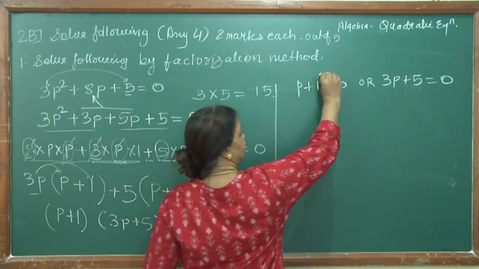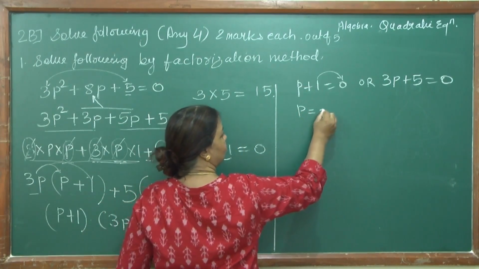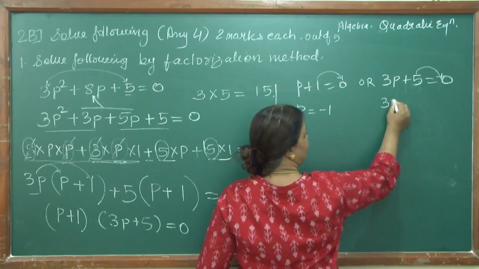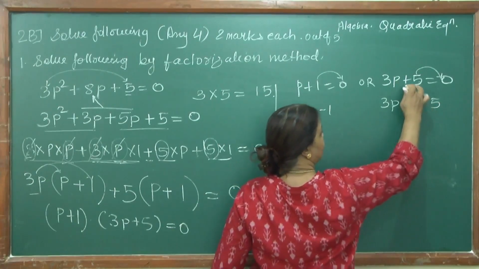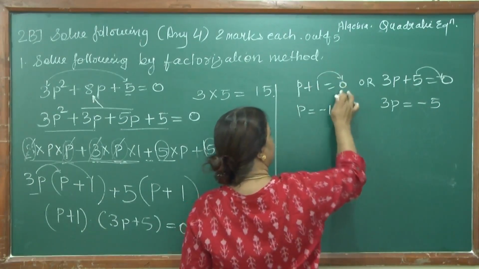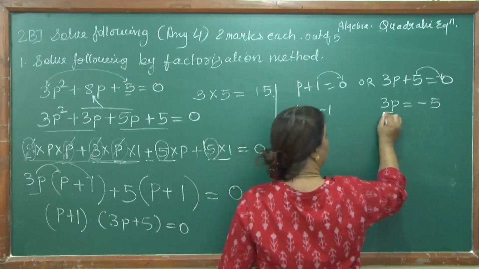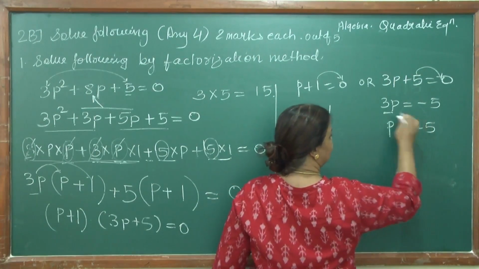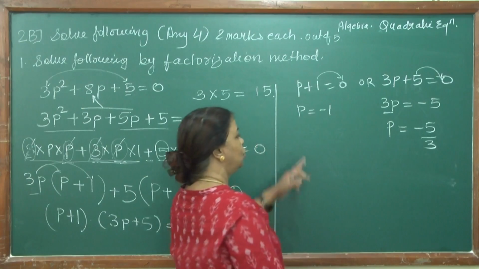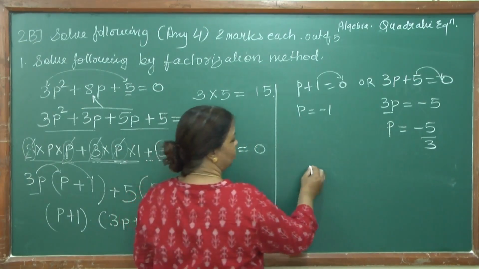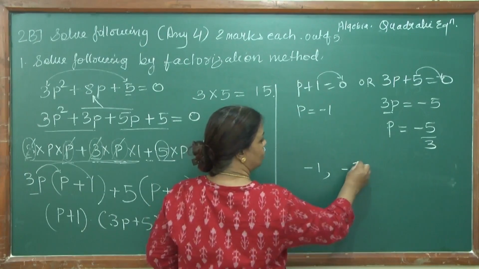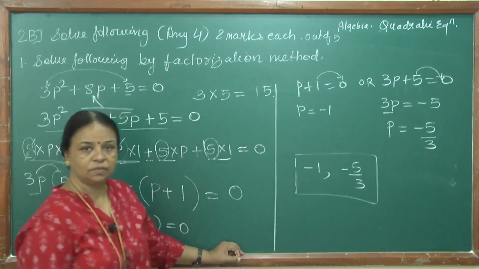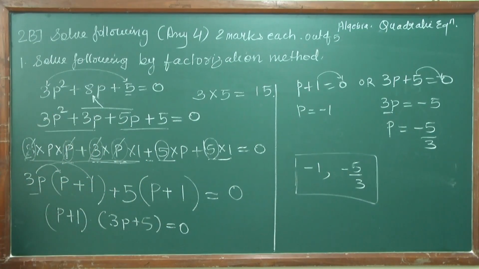Now 1 will shift here. So p is equal to minus 1. 5 will shift here. So 3p is equal to minus 5. It is plus, it will go that side, it will become minus. I don't want 3p value, I want p value. So p is equal to minus 5, 3 will come down. So we got two values of p. One value is minus 1 and another value is minus 5 upon 3. You can pause the video and you can solve the sum, children.